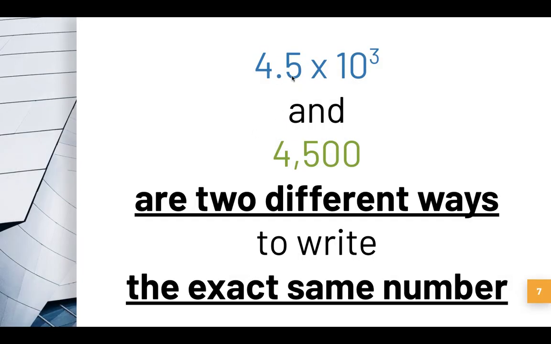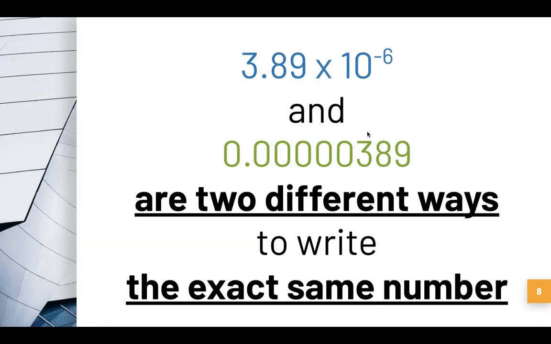So if we had 4.5 times 10 to the third and 4,500, there are two different ways to write the same exact number. If we had 3.89 times 10 to the negative 6, and 0.00000389, we count tenths, hundredths, thousandths, 10,000ths, 100,000ths, millionths. So we say 389 hundred-millionths is the same as 3.89 times 10 to the negative 6. So once again, there are two different ways to write the same exact number.